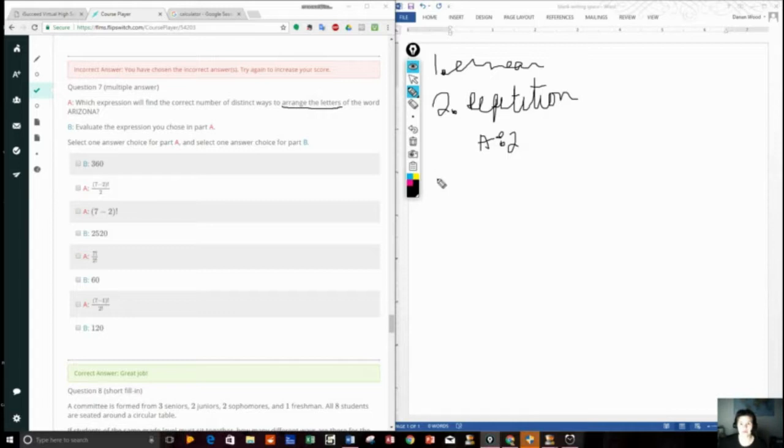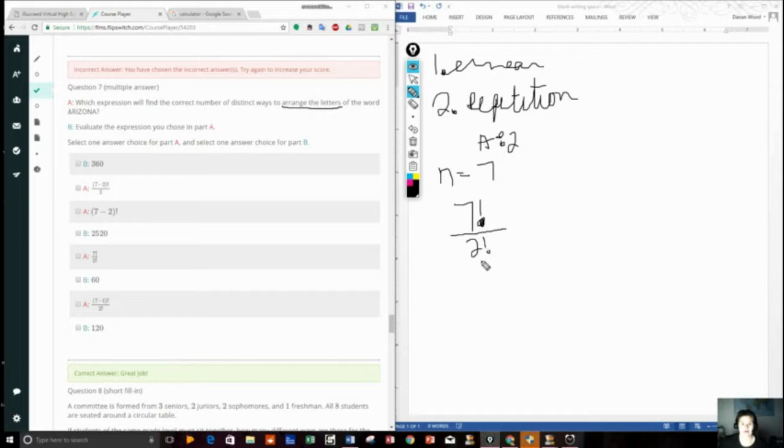So for linear, we need to know what is our N, or how many objects are we dealing with. And in this case, we're dealing with the letters of the word Arizona. So there's 1, 2, 3, 4, 5, 6, 7. There's 7 letters in Arizona. So in linear, we could have 7 factorial ways of just rearranging Arizona. And then since we have 2 A's that are the same, that are repeated, we're going to divide that by 2 factorial.